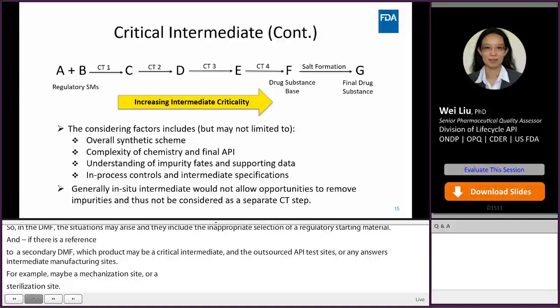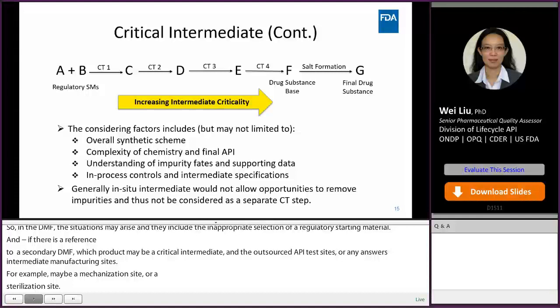Whether the drug substance quality can be mitigated through the intermediate specification. If there are no adequate purification steps from the intermediate to the final drug substance, or the drug substance is very complex, this intermediate introduces the most critical structure features to the drug substance. The intermediate will be considered critical.